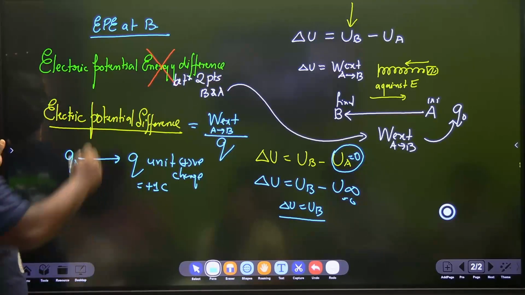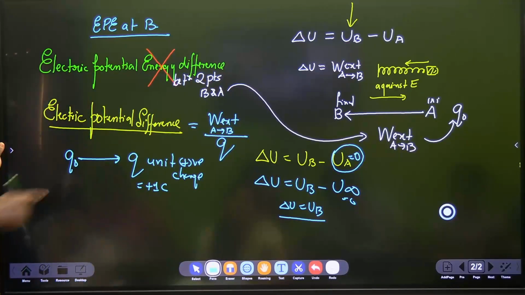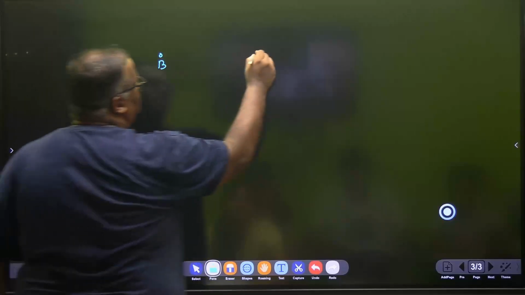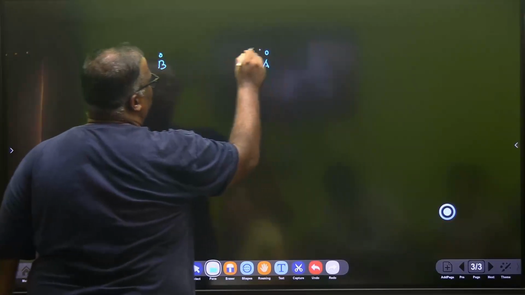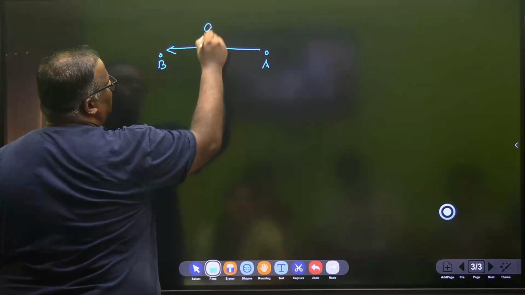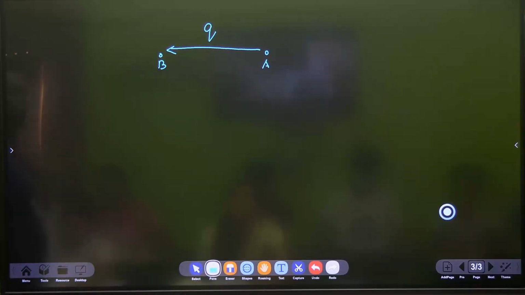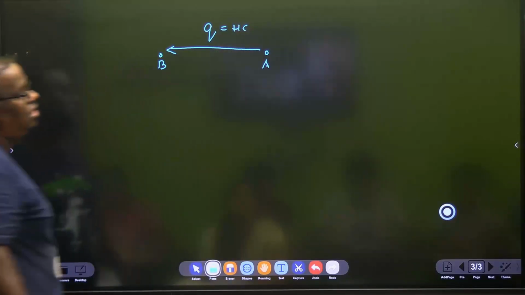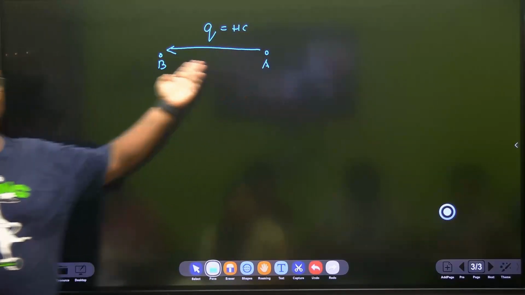And electric potential difference is not shown by U. Now you cannot write U for this. So we now say it like this, that there are 2 points. This is the point B, this is the point A. And you are moving a unit positive charge, Q. What is the value of Q? +1 coulomb. You are moving it from A to B.